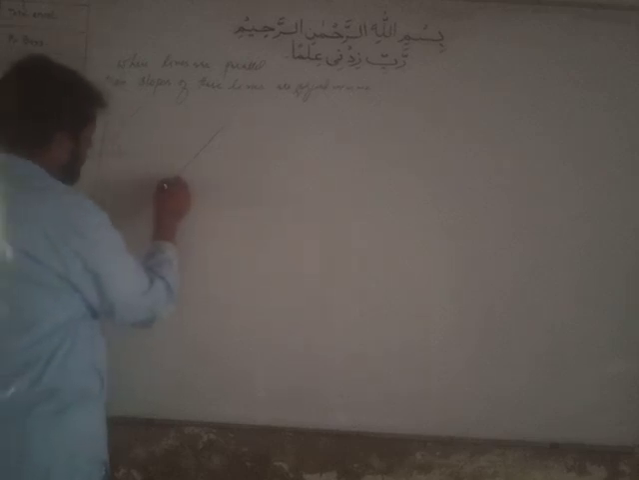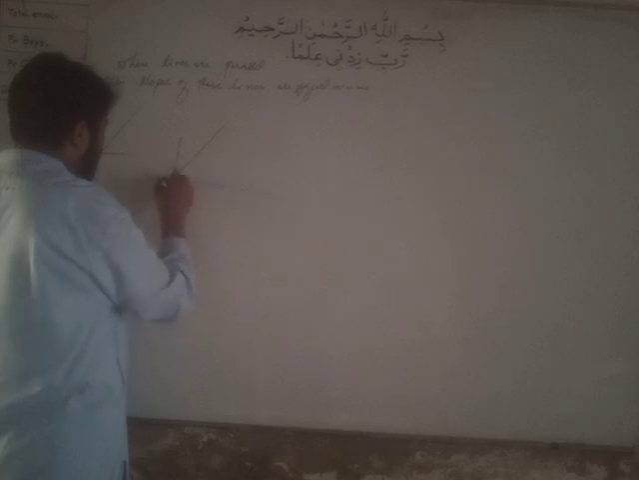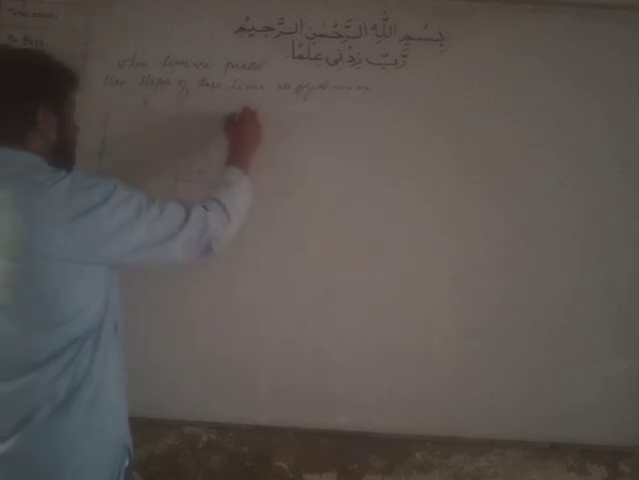In the Cartesian coordinate system, here alpha and here also alpha. These lines are L1 and L2, and these lines are parallel. When lines are parallel, then the angle between them is the same.